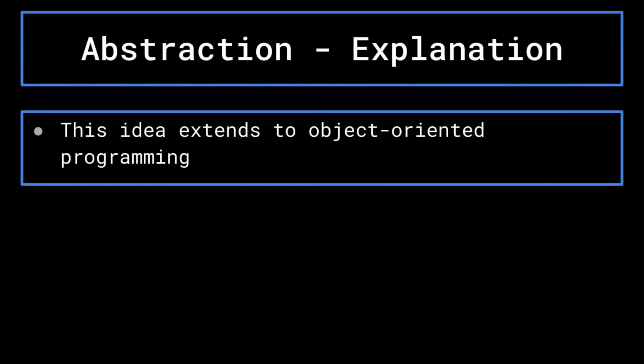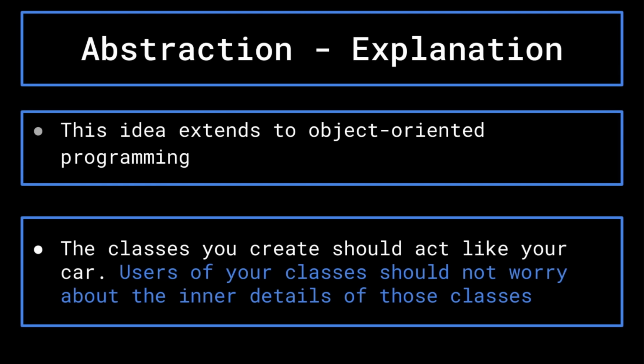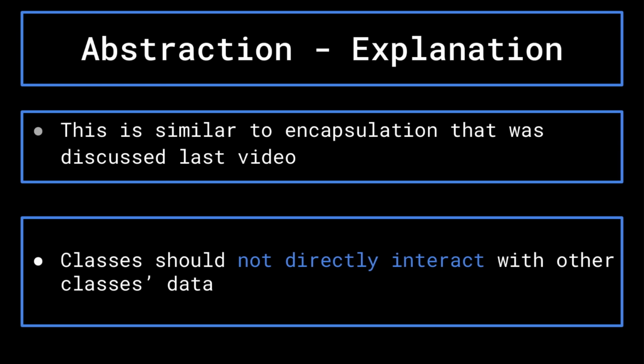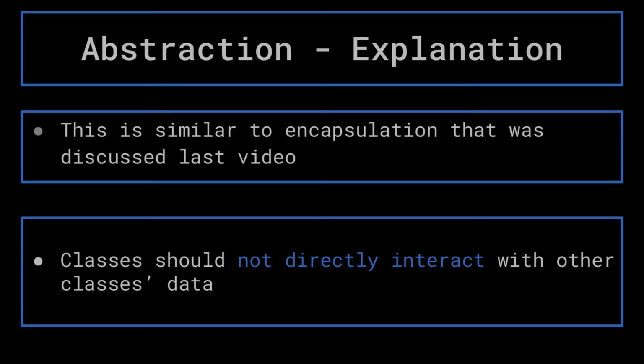This idea extends to object-oriented programming. The classes you create should act like your car. Users of your classes should not worry about the exact inner details of said classes. This idea is similar to that of encapsulation that we discussed in the previous section. Earlier, we mentioned how you should not have classes directly interact with the data stored within other classes. Rather, have them use the class's methods to access their data.